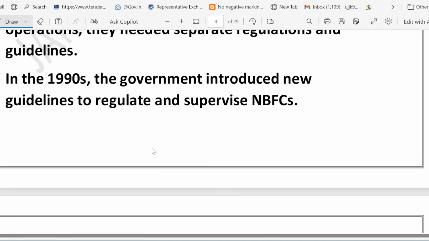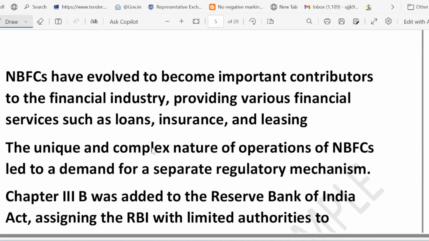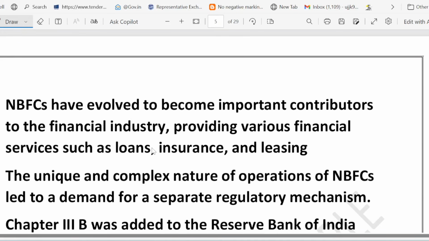Now in 1990, there were some big changes, right? RBI got more control over NBFCs in the 1990s. And compulsory registration and stricter rules were introduced. Compulsory registration in the 1990s was introduced. Earlier there was no registration requirement.